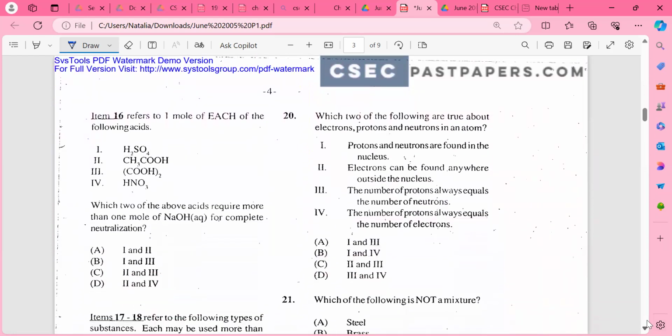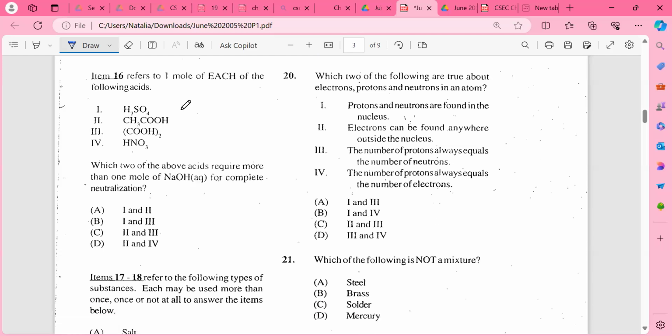Item 16 refers to 1 mole of each of the following acids. Here we have H2SO4, which is a dibasic acid. We have ethanoic acid, which is a monobasic acid. We have a diacid here, which is also a dibasic acid. And we have HNO3, which is a monobasic acid. Which two of the acids require more than 1 mole of sodium?